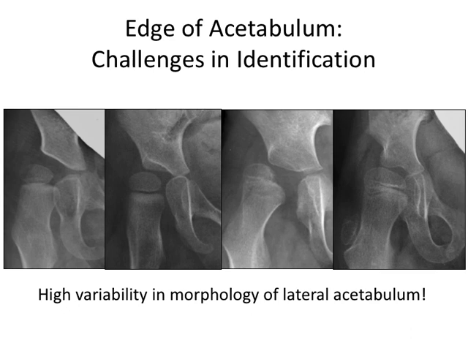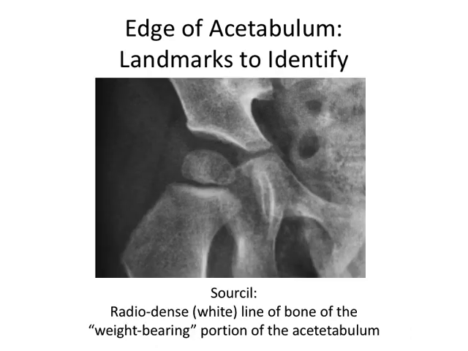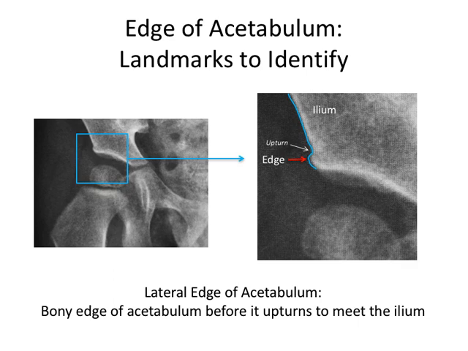So we think that the sourcil is a very important landmark, and that should be part of identifying the lateral edge. So the first thing is to look for your sourcil. And then the second step is to identify what appears to be the bony edge.